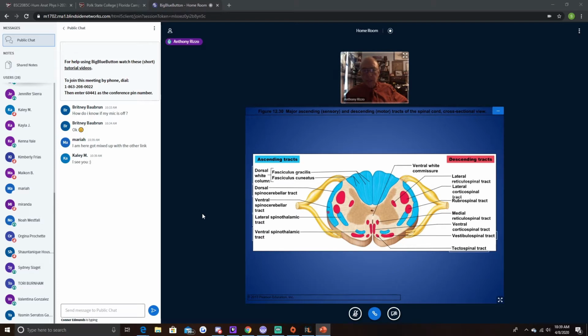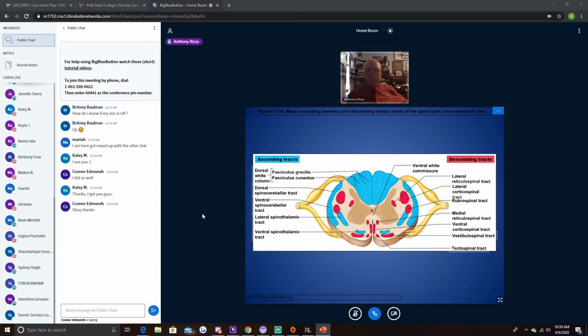You see there's also some ascending tracts laterally, but they're not huge. They're not as big as this. And there's even a couple of ascending tracts anteriorly. The descending tracts, the motor tracts from your brain to your cord, are primarily anterior, although you see there are some lateral motor tracts as well.